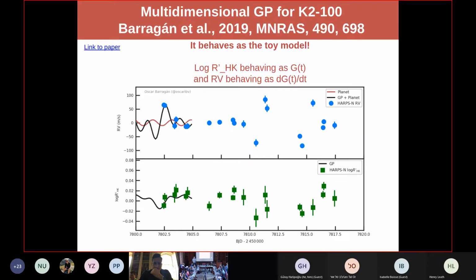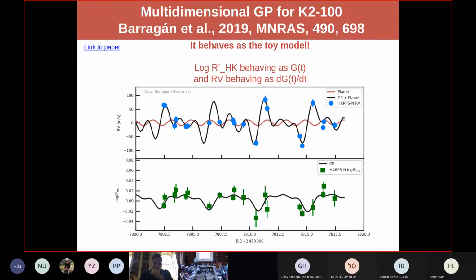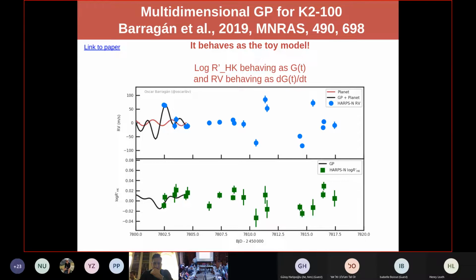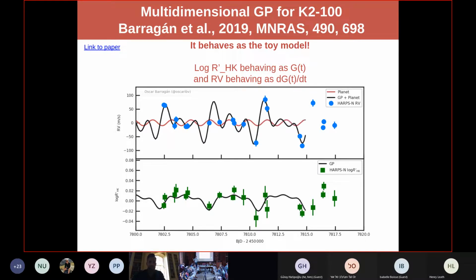So the first one is my first planet with Gaussian processes. It's K2-100. When I arrived here in Oxford, Susan told me, look, there is this data set. Do you want to give it a go to see if you can model it? Then I was trying to understand what the Gaussian processes were, trying to code it. And finally, I was able to do it. Previous attempts to detect this planet in the RVs were not able to get a 3 sigma confirmation of the planet. I was able to model the data with the multidimensional Gaussian processes, and whoa, the planet was there.